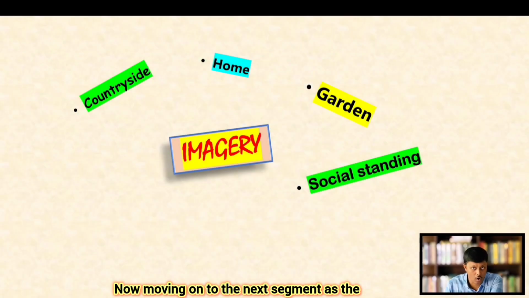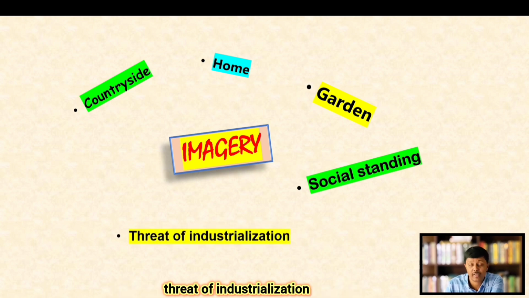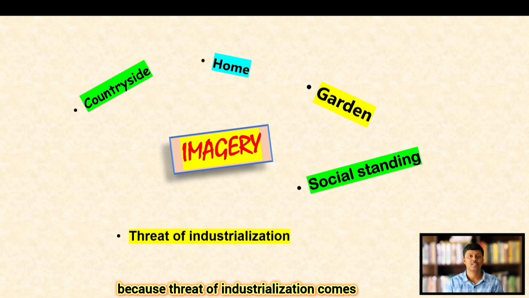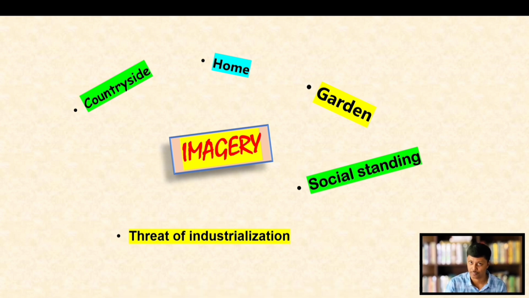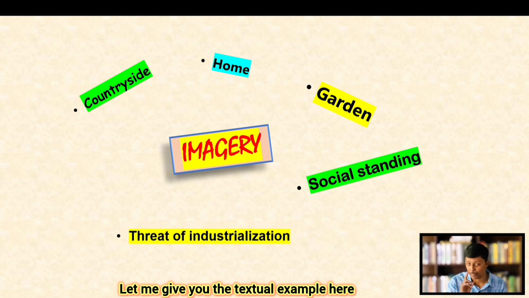Now, moving on to the next segment, the threat of industrialization. This is also significant because the threat of industrialization comes from somewhere at some point, which causes an image to give the idea that the pastoral life is going to be destroyed. Let me give you the textual example here.